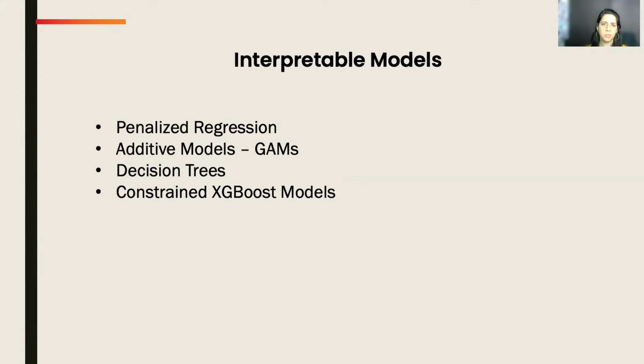And then another could be constrained XGBoost models. So XGBoost models on their own might not be interpretable, but they're accurate, right? So sometimes you're in this dilemma, what should I do? Should I go for accuracy or should I go for explainability?